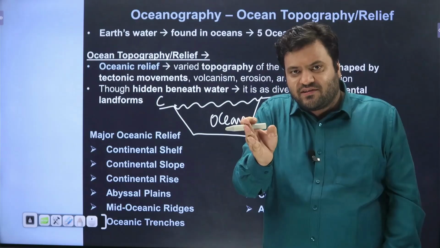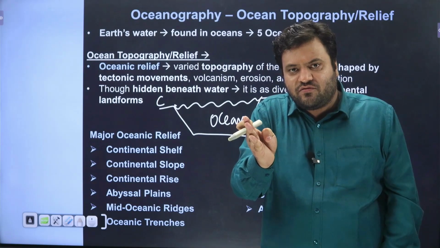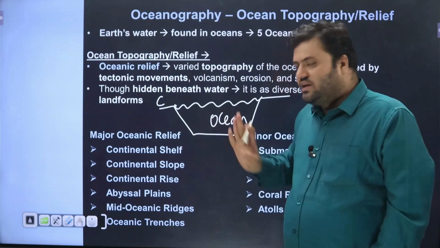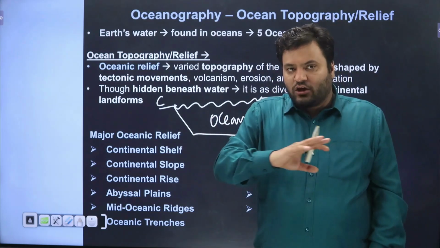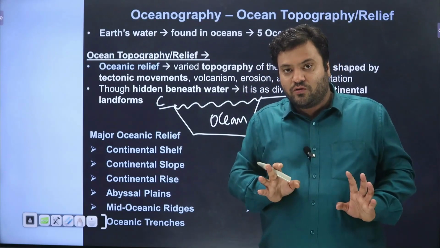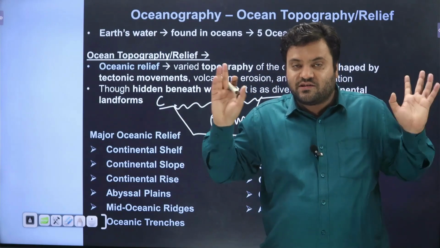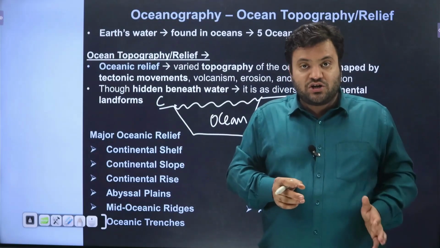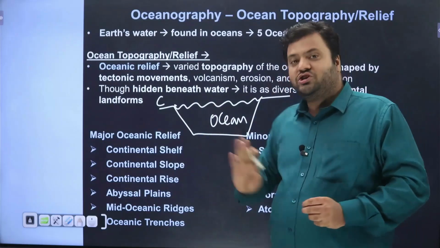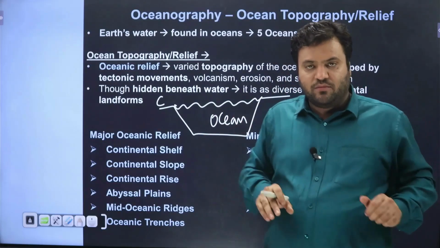We even have diversity at the scale of diversity which we used to see on the continent areas. We have the same kind of diversity even at the ocean floor. Like, you will see everything. You will see gentle slope, you will see gradual slope, you will see a series of ranges of hills which are found in terms of mid-oceanic ridges. They are also there.